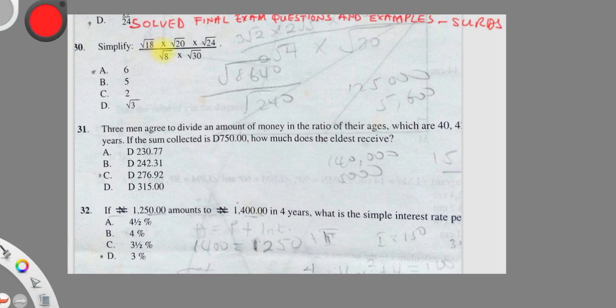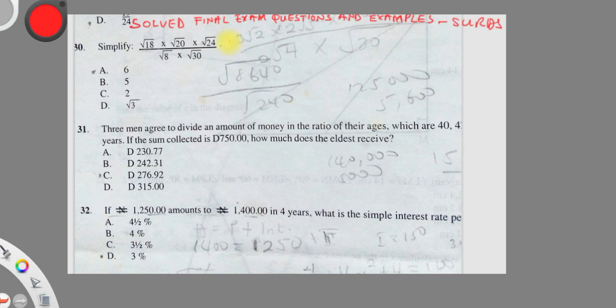So what is the highest perfect square which is a factor of 18? It's 9. 9 times 2 gives us 18. 20, 20 is 4 times 5. Then 24 is 6 times 4. And then 8 is 4 times 2. 30, we don't have any perfect square which is a factor, because 2 times 15 will give us 30, 3 times 10 will give us that.